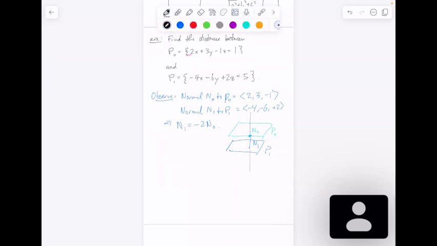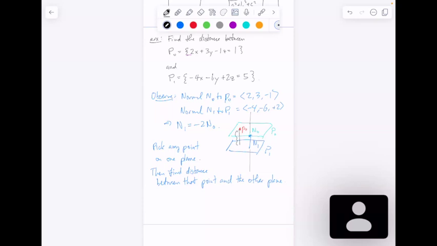Okay, so we have the suggestion, which is to pick any point. You want to pick any point on one plane, then find the distance between that point and the other plane. For example, I could pick a point here, little P0, and then I just need to find the distance from little P0 to the big plane P1, which we know how to do.